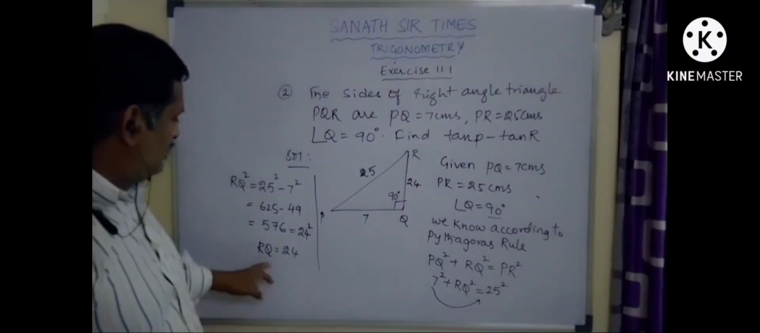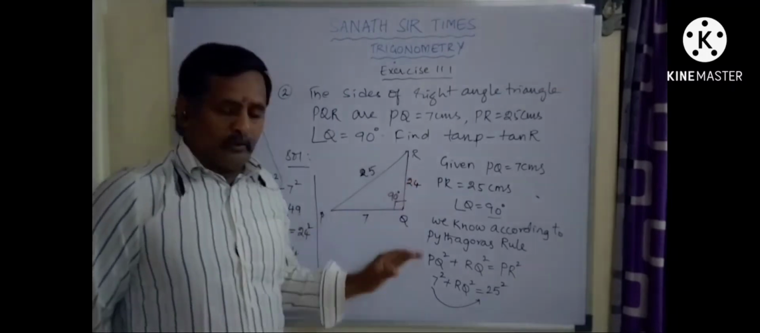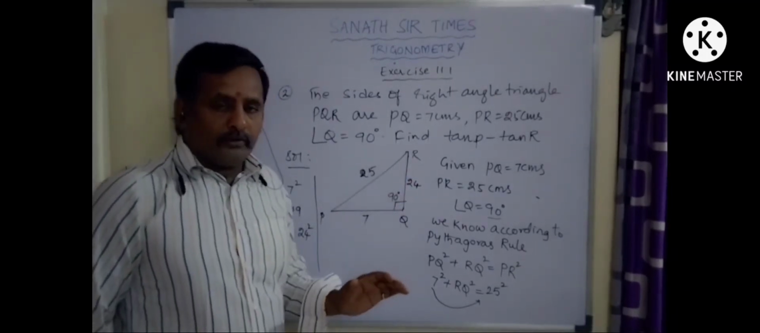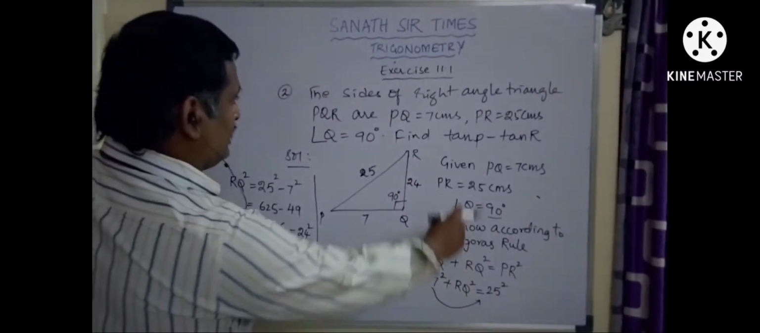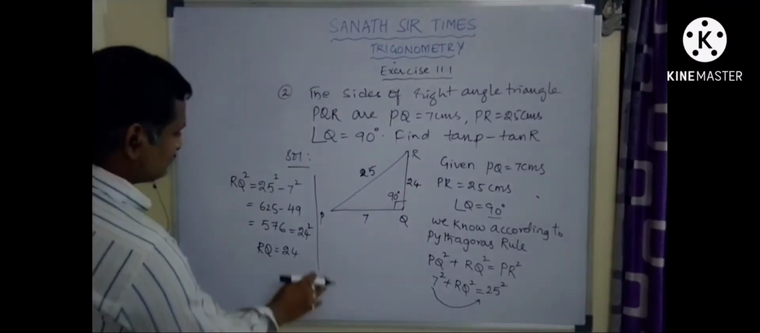So RQ, now you know it is 24. Once all the three sides are known to you, you are the boss of yourself, right? What is asking you? He is asking you tan P minus tan R.